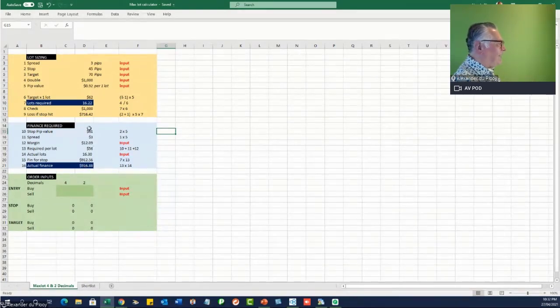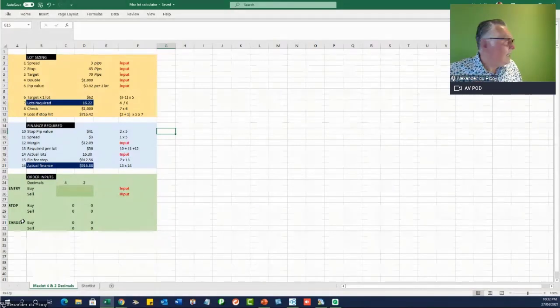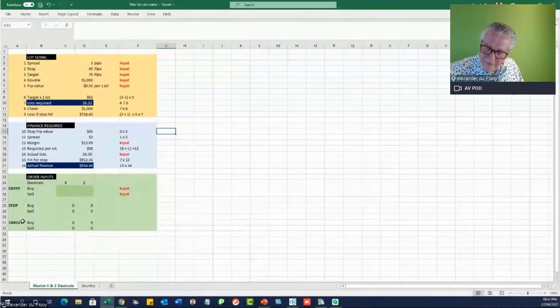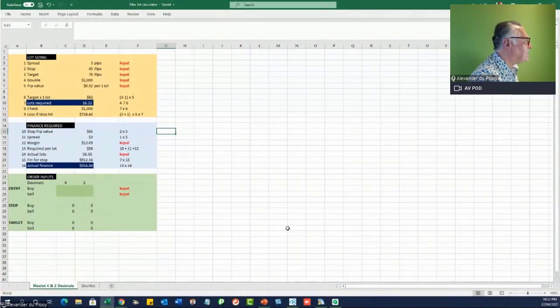So that's all that calculation is, and it often happens that you don't have enough money. And now what we've got to do is work out the stop levels and the target levels. But I'm running out of time now, so I'm going to just do it the shortcut way that I like doing it, and I'll show you how I do that.